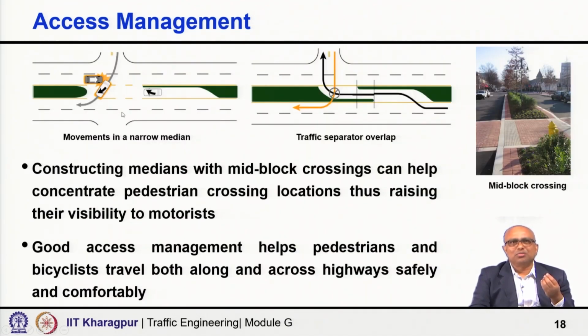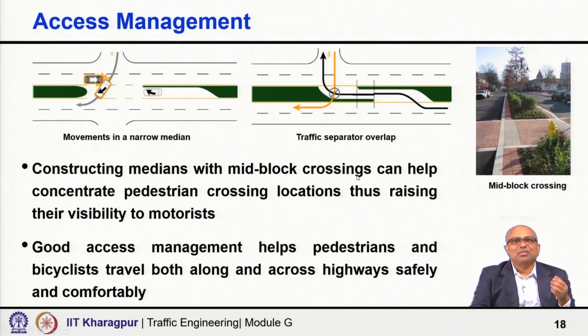This is also another sketch where we are seeing movements in narrow medians, how it happens. A vehicle is trying to come out, and there is a potential conflict, and since this is a narrow median, this is a problem actually. Conflicts will be there, and the vehicle will not even be able to store within the median width.